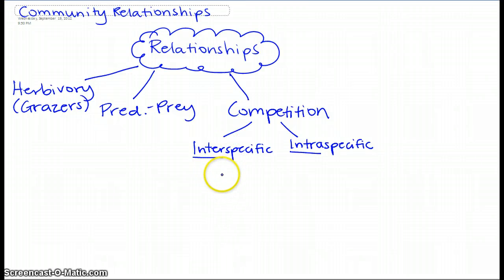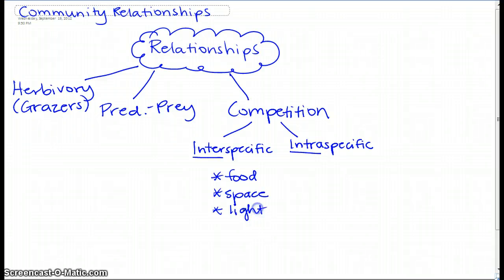Okay, you should be saying some things like food. You might say things like space. Okay? You might say light. Think of plants too. Not everything is an animal. You might say shelter. And if you were talking about an intraspecific competition, you might also mention mates. Okay? So these are just some of the things that organisms might compete for.